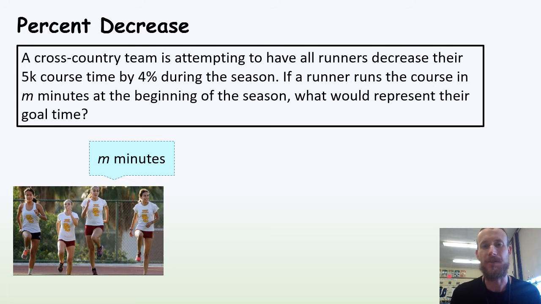It's very similar to the last example. So think about it for a second. How could you write the expression in 2 different ways for their goal time? You might want to pause the video before I go on.